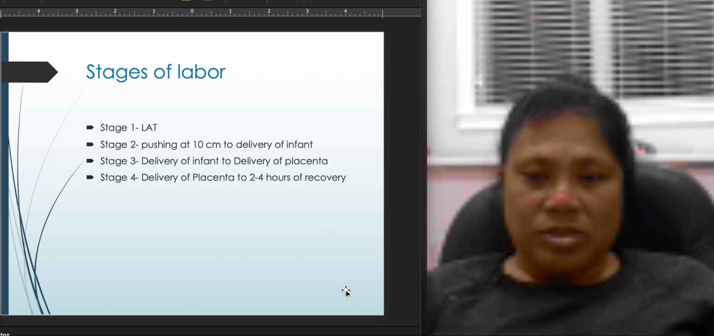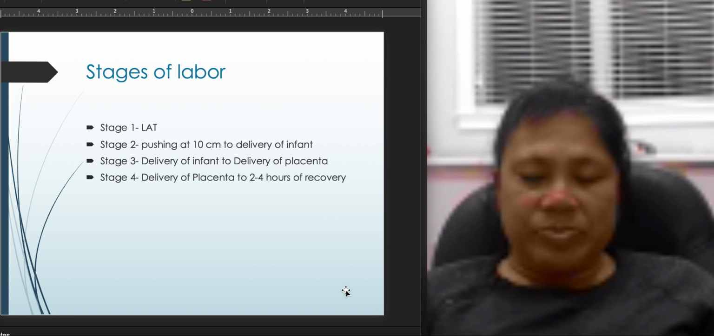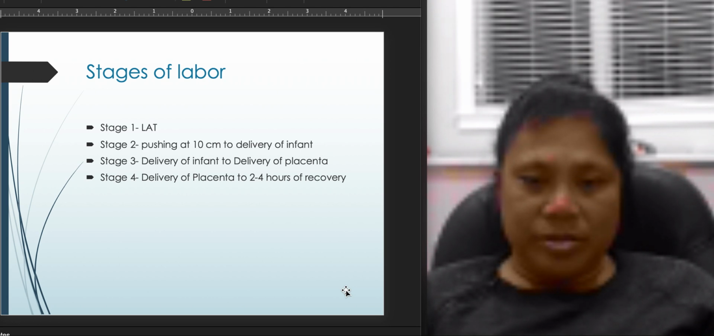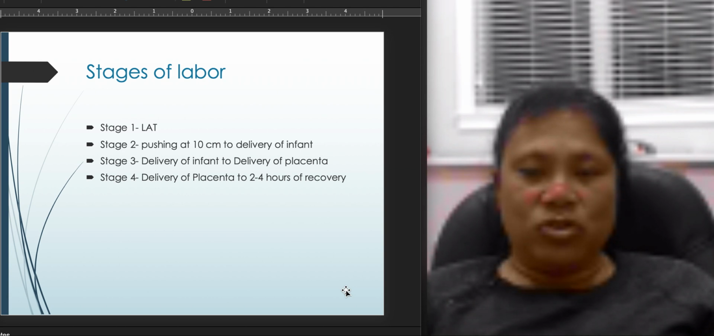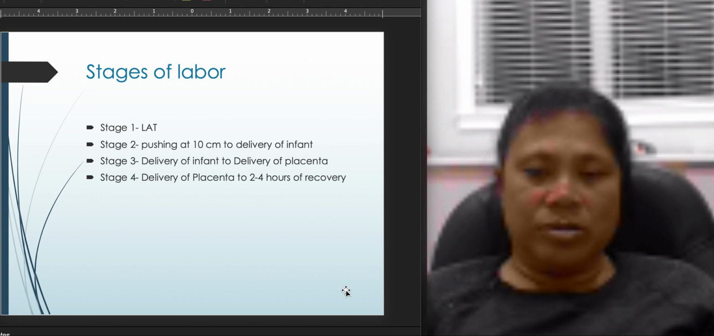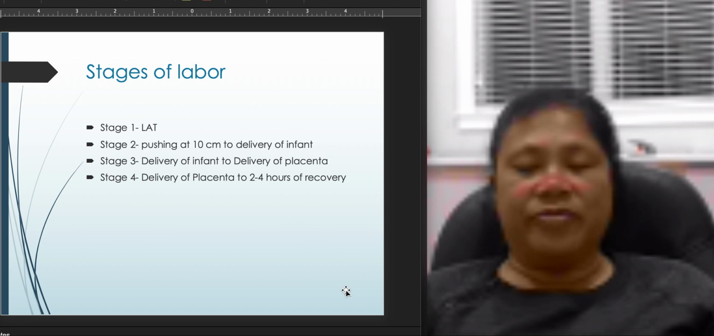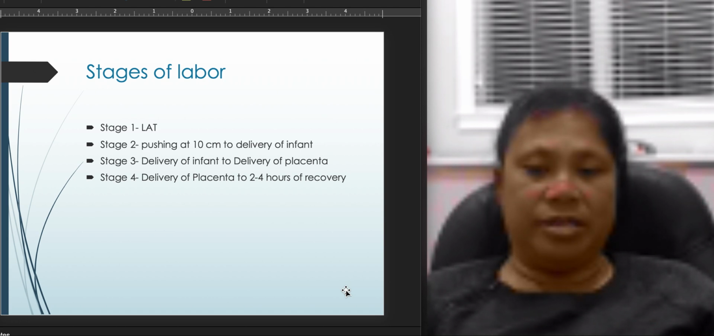Okay. So stage 4 is the postpartum period, the first 4 hours, but it's still stage 4 of labor because you're still monitoring when her bladder function is returning, especially if she's had epidural anesthesia, so you're going to assess that. And it's usually up to 4 hours after delivery of the placenta.